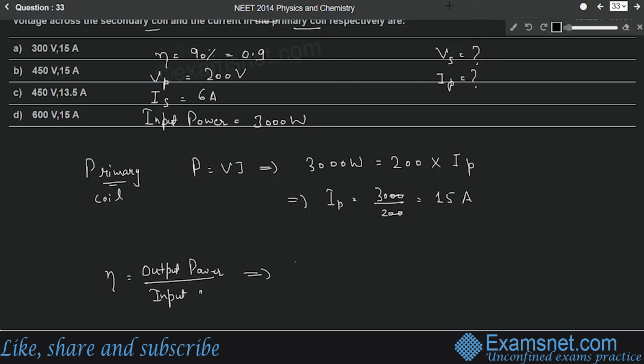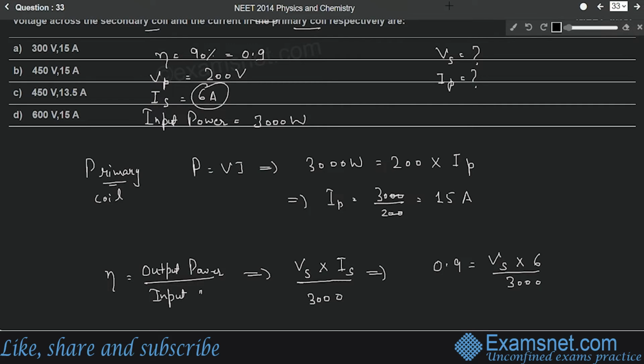Output power is equal to the voltage across the secondary coil times the current in the secondary coil. Input power is already given here, 3000 watt, and the current in the secondary coil is also given, 6 ampere. So we can put this value. Efficiency is 0.9, that is equal to the voltage across the secondary coil times the current in the secondary coil, that is 6 ampere, upon 3000.